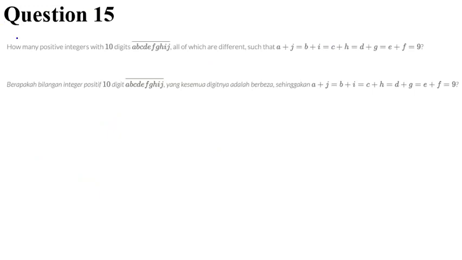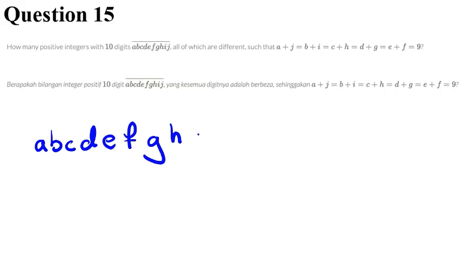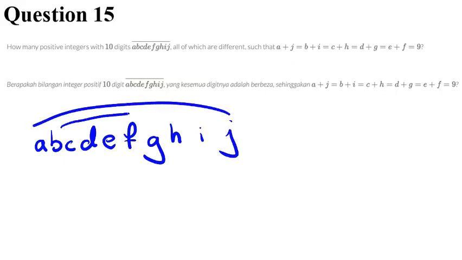Question number 15. How many positive integers with 10 digits a, b, c, d, e, f, g, h, i, j, all of which are different, such that a plus j equals b plus i equals c plus h equals d plus g equals e plus f. So if I write a, b, c, d, e, f, g, h, i, j, a plus j equals b plus i equals c plus h equals d plus g equals e plus f, and all of them are different.